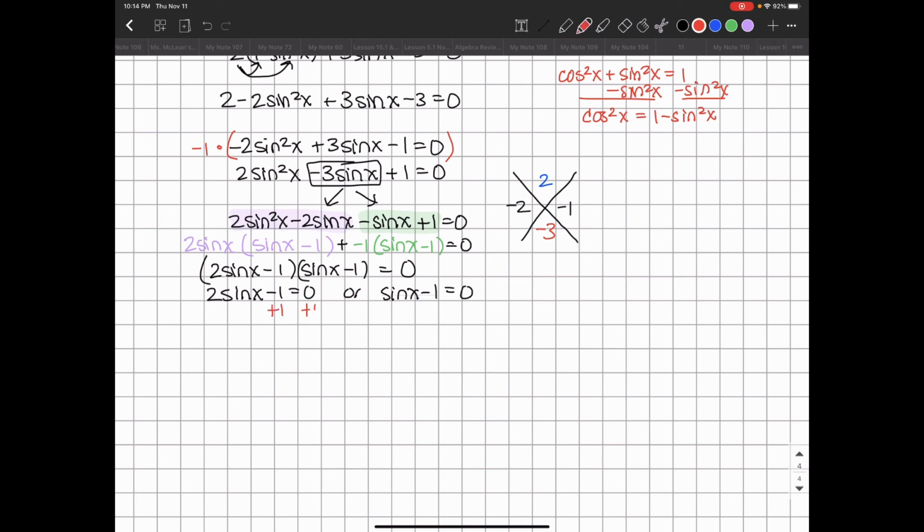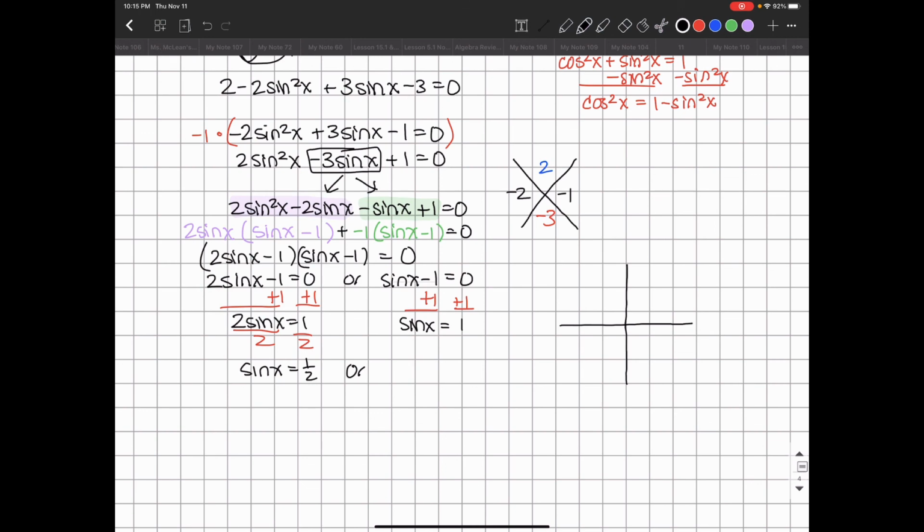I'm going to add 1 on both sides here. I'm going to get 2 sine of x is equal to 1, and I'm going to divide both sides by 2. I'm going to get sine of x is equal to 1/2, or I'll add 1 on both sides here and get sine of x is equal to 1. And I'm working with these two equations, so I'm going to use my unit circle, and I know that I am focusing in on this.